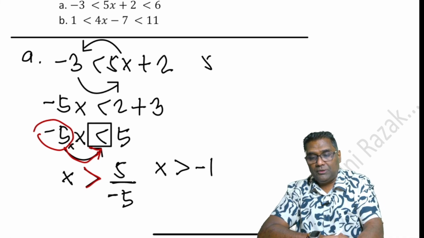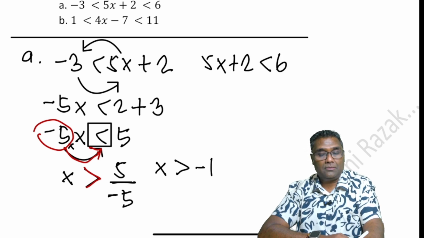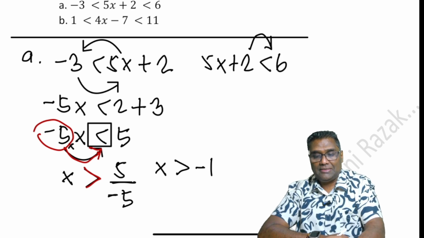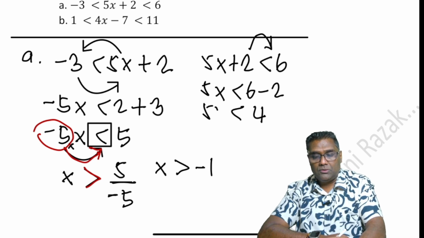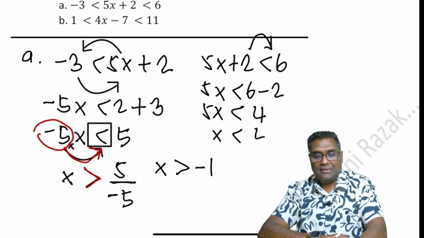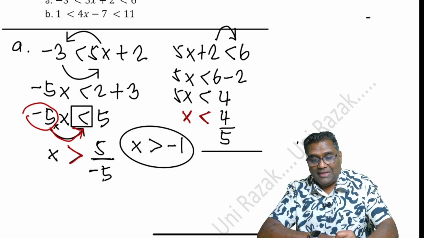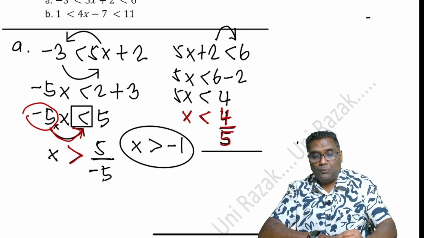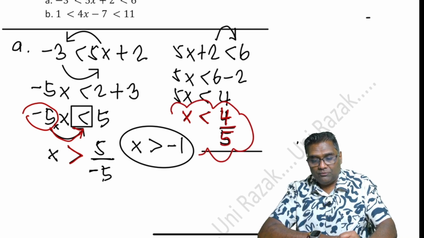So let's go for the other one. 5x plus 2, 6. Move the 2 to the other side. So I get 6 minus 2, 4. So my x is less than 4 over 5. Once we already got x is less than 4 over 5 tadi kan? So we already got this. So now we're going to combine both of these answers.